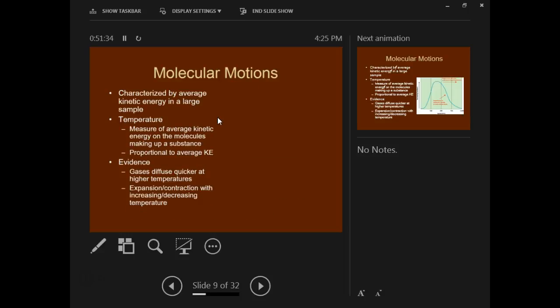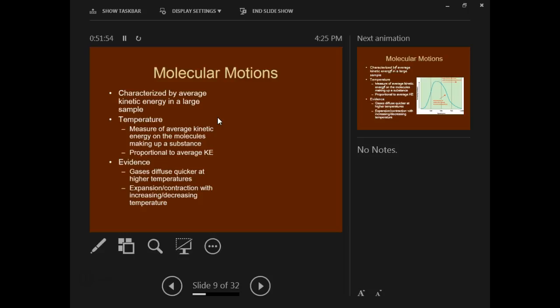Now, let's talk about those molecular motions again. Not the vibrational thing. Those are types of molecular motion. But anytime a molecule or an atom or anything is moving, it's characterized by energy of motion.